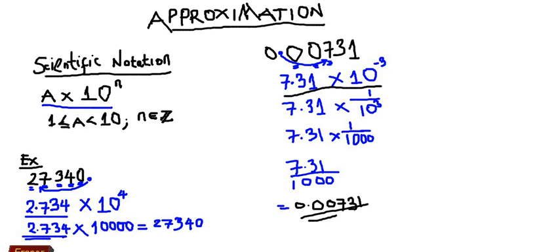And sometimes we can add a concept of rounding off. We can combine rounding off and scientific notation. For example, if we say we write 0.279 in standard form, correct to 1 decimal place.